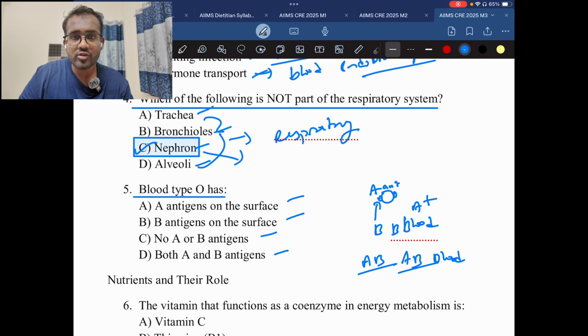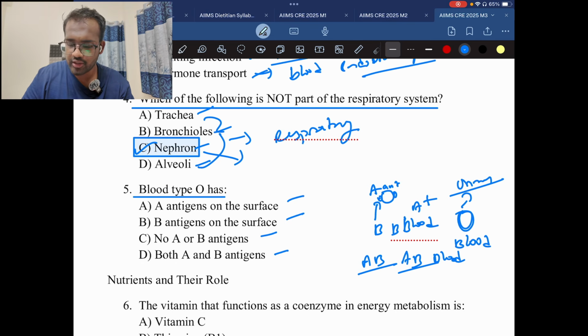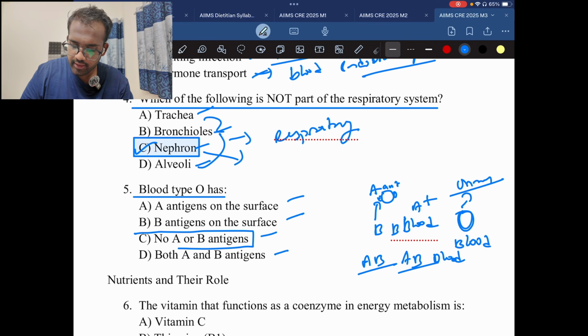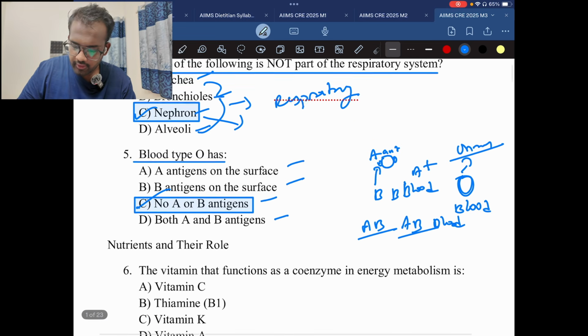And if there is no A or B antigen attached to the blood molecule, then it is called O blood group. That is why we call O a universal donor. We just need to add some antigen to convert it into the other blood groups. So O blood group can be donated to all individuals, which is why it is called the universal donor. So the answer will be C. No A or B antigen will be there in the O blood type. So the answer will be C.